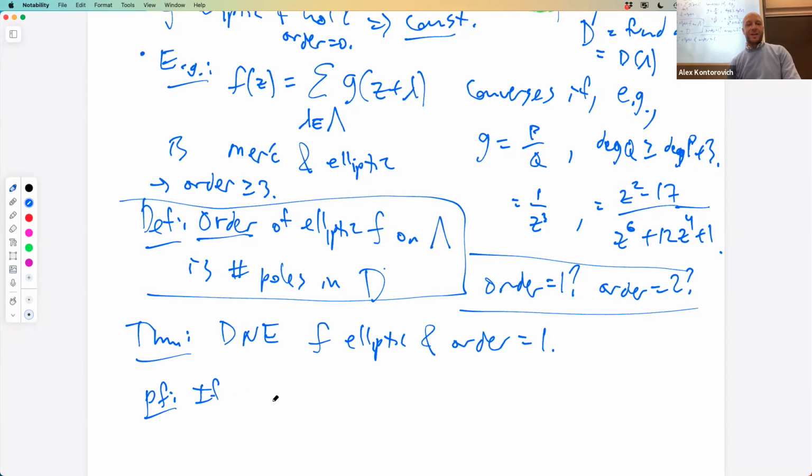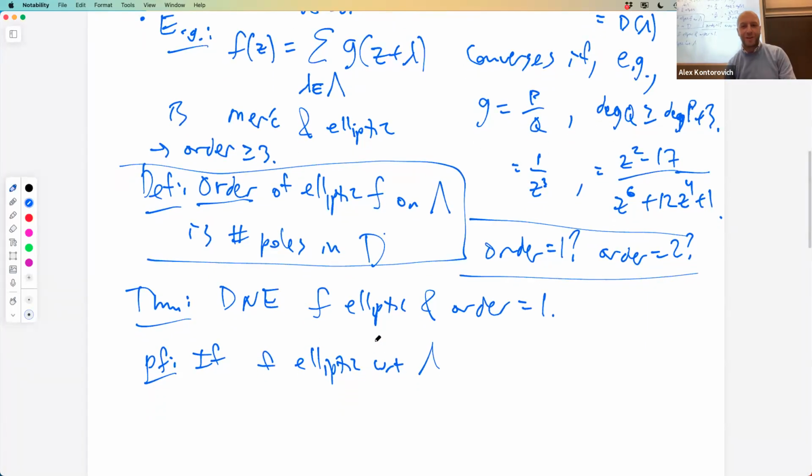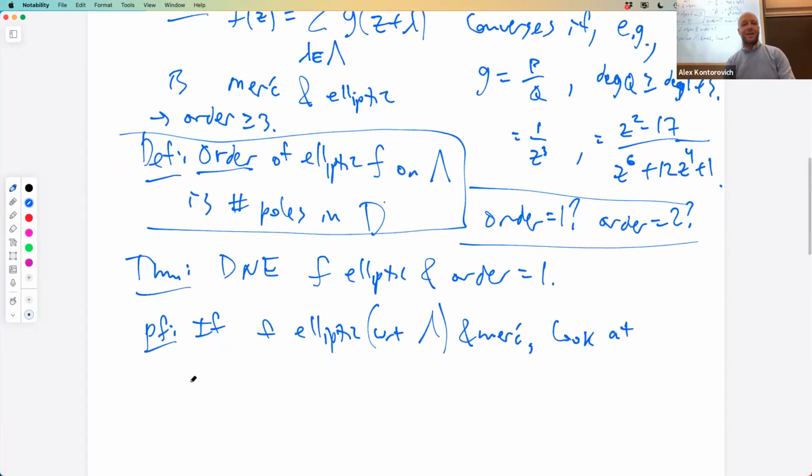If f is elliptic with respect to some lattice lambda, I'm going to stop writing with respect to lambda. The lambda is always implied, right? It's like the parameter, like the eccentricity of the ellipse. There's just this constant k floating around, so lambda is always there in the background. If f is elliptic and meromorphic, then look at the integral over the boundary of one of these fundamental domains, 1 over 2 pi i, f of z dz.